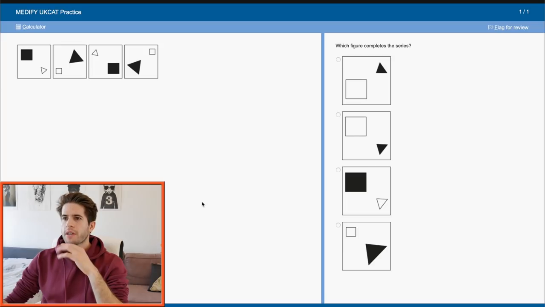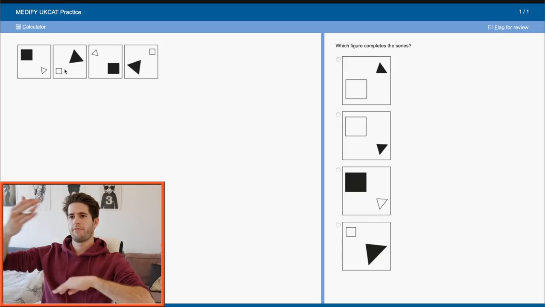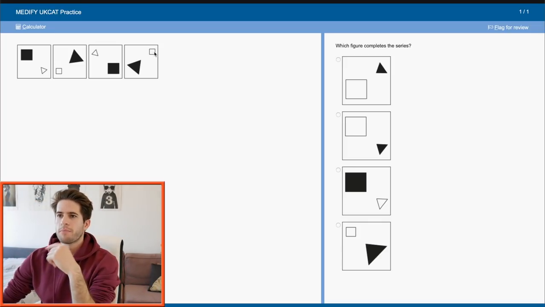Next question. Which figure completes the series? Black and white, black and white, black and white, black and white. Okay. White triangle, black triangle, white triangle, black triangle. Black square, white square, black square, white square. Okay, so colors are inverting every time. And then also the position of the triangle and the square is flipping from top to bottom as well. So what I want to see in the final picture is a black square on the bottom and a white triangle on top.